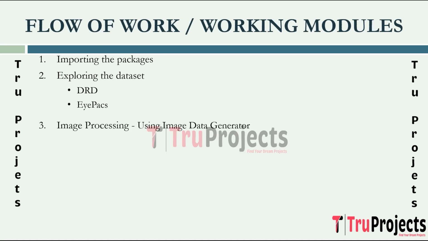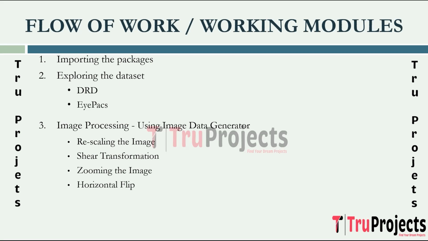Here, image augmentation is performed using ImageDataGenerator from Keras. This involves several transformations, which are rescaling the image, which is adjusting image pixel values to a standardized scale. Shear transformation is changing the shape of the image by shifting pixels. Zooming the image is modifying the image size by zooming in or out. Horizontal flip is flipping the image horizontally, and reshaping is adjusting dimensions of the image as required.